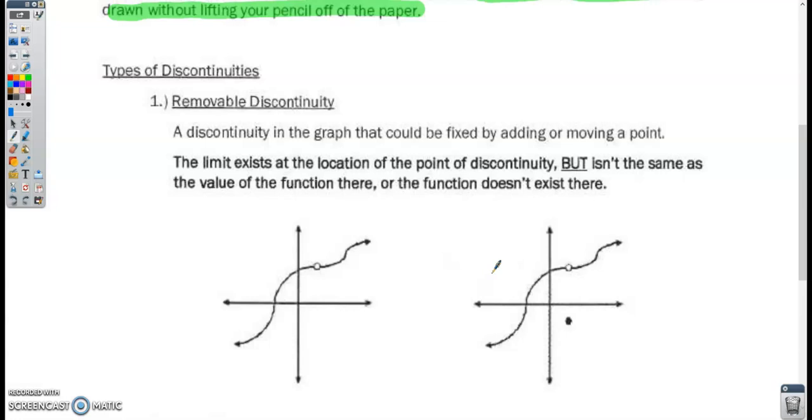Key characteristic, what you see in bold here: the limit exists at the location of the point of discontinuity, but it isn't the same as the value of the function there, or the function doesn't exist there. What you see in both of these graphs, let's call this a, is that the limit exists as x approaches a. However, in the graph on the left, the function doesn't exist at a. And in the graph on the right, the value of the function is not the same as the value of the limit at a. So that's what removable discontinuity looks like and its basic characteristics.